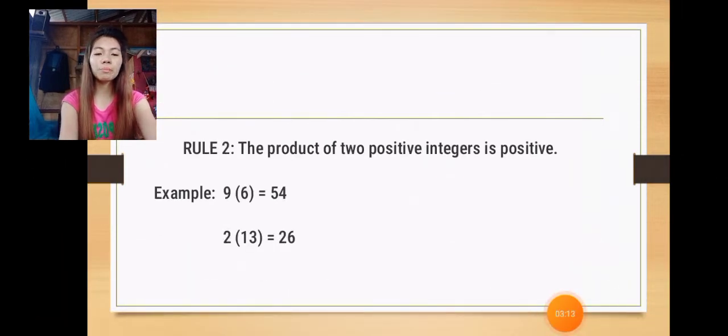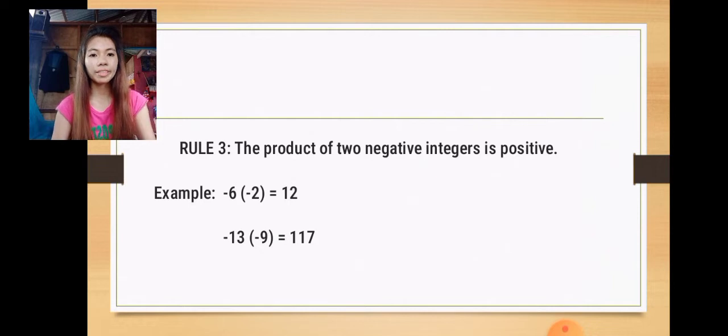Rule number 2, the product of two positive integers is positive. For example, 9 times 6 is equal to 54. The second example is 2 times 13, which is equal to 26. In these examples, they both have the same sign, which is positive, so the result is positive.